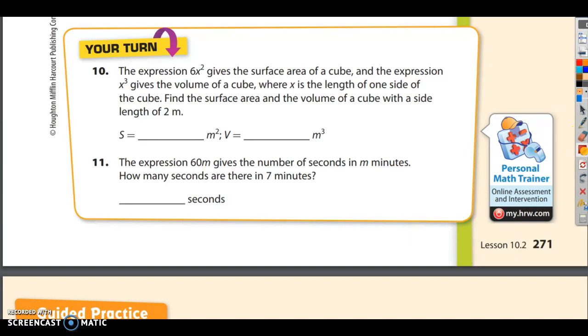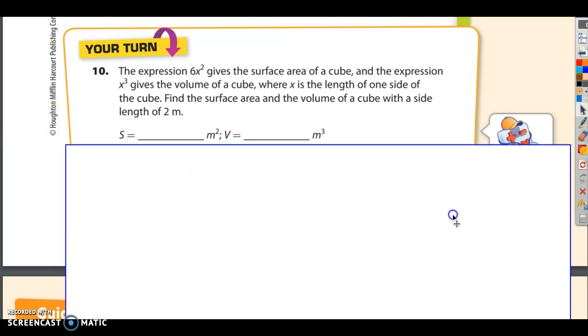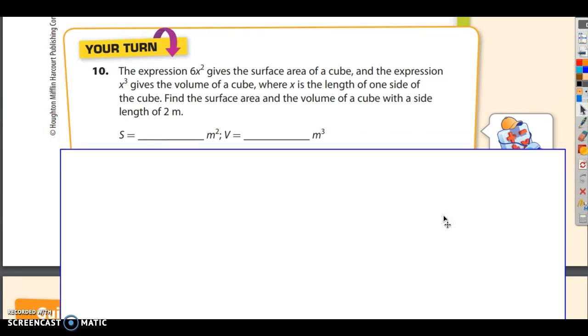All right, let's check out the your turn at the bottom of the page. If you want to try these on your own, that's fine. Let's check out number 10. Number 10 reads, the expression 6x squared gives the surface area of a cube, and the expression x to the third power gives the volume of a cube, where x is the length of one side of the cube. Find the surface area and the volume of the cube with the side length of 2.